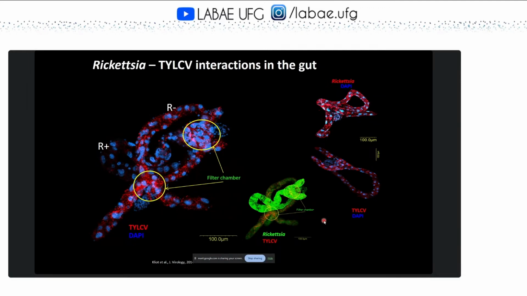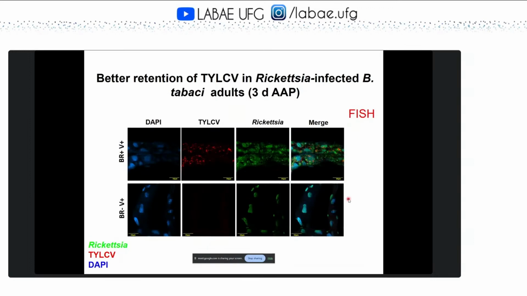Now, the other interesting thing we see, and we're still working on this issue of Rickettsia involvement in virus transmission, is if we compare Rickettsia uninfected and Rickettsia infected populations and retention of the virus, you can see that when we have Rickettsia in the whitefly, there is better retention of the virus. So this is again a FISH experiment showing TYLCV and showing Rickettsia. When we have Rickettsia, we have more virus inside the whitefly, okay? And when we don't have Rickettsia, we have less virus. So this is not like the previous experiment I showed you, here we are just looking at retention, okay?